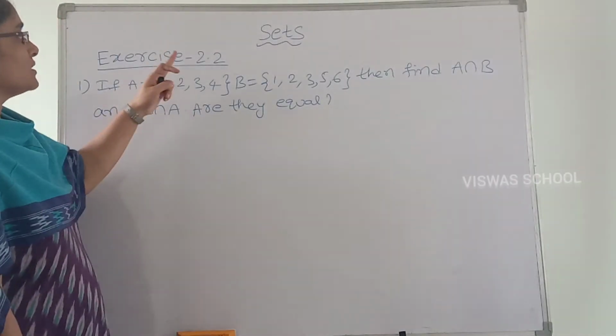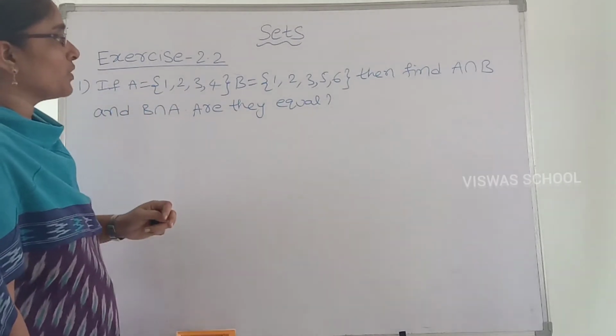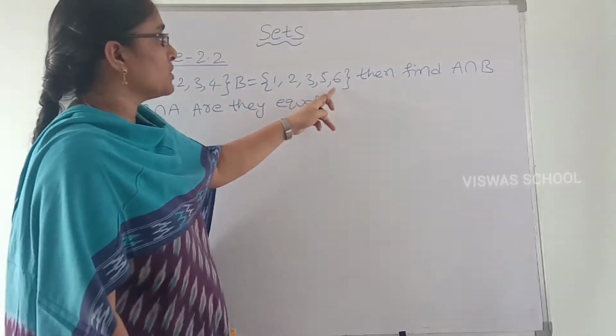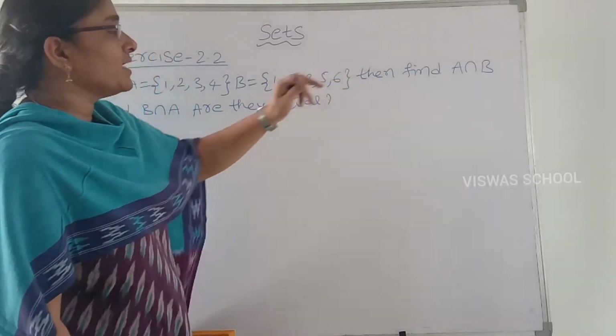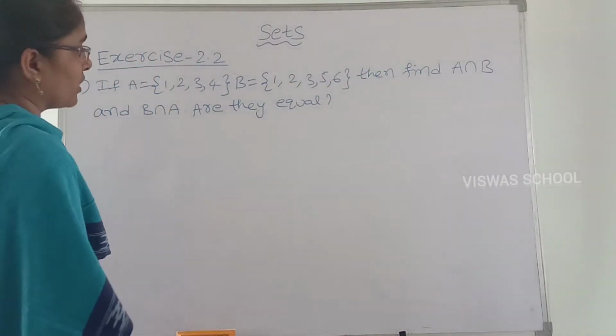Next one is exercise 2.2. Here in this first one, if A equals 1, 2, 3, 4 and B equals 1, 2, 3, 5, 6, then find A intersection B and B intersection A. Are they equal or not?